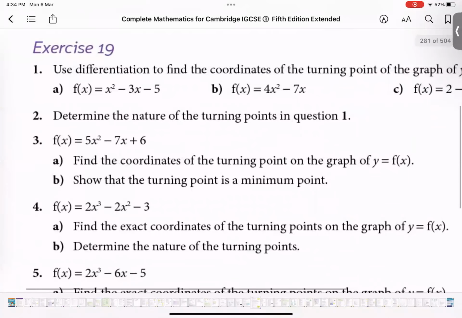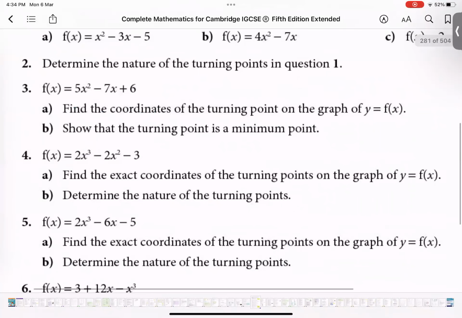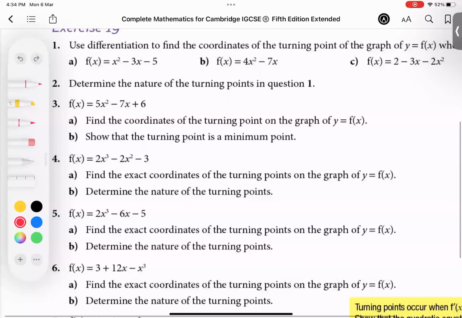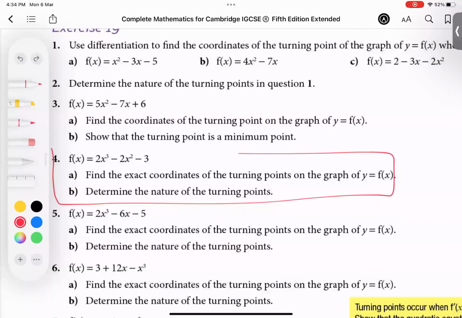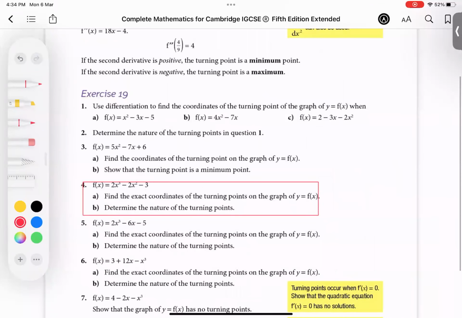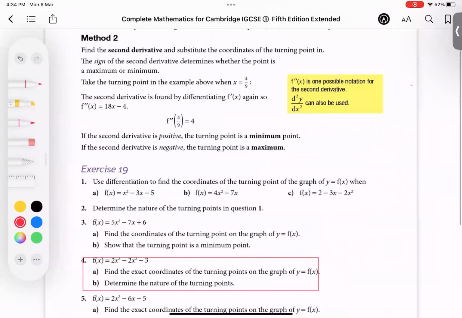Here in this question, question number 4 is very good to understand. Number 4, I'm going to do for you. All of you get ready, please. Bismillah ar-Rahman ar-Rahim. Question number 4: he's given us f of x is equal to 2x to the power 3 minus 2x to the power 2 and minus 3. And hold on before I move.